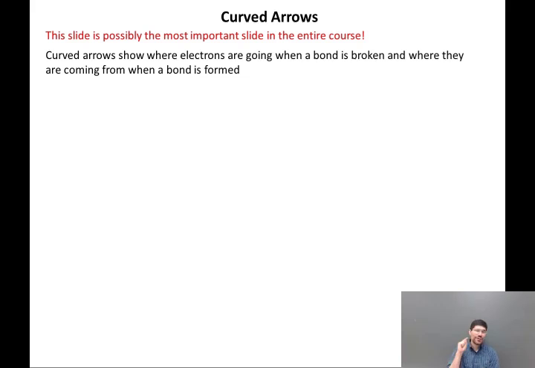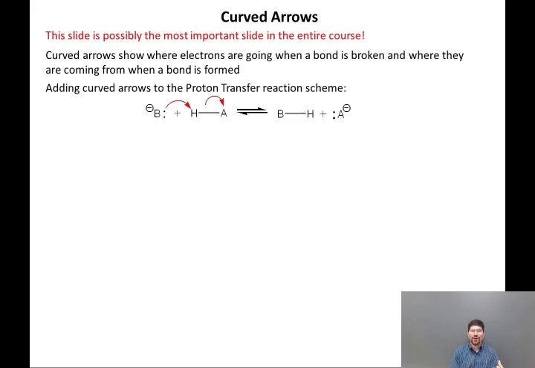Now, curved arrows are a different beast from reaction arrows. They're a different beast from equilibrium arrows. They're a different beast from resonance arrows. Curved arrows show where the electrons go during a reaction. So specifically, they show where electrons are going when a bond is broken. So if you break a bond, where do those electrons end up? And where they are coming from when a bond is formed.